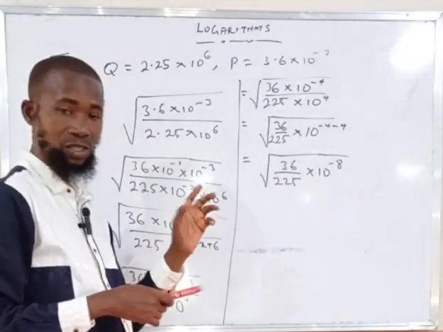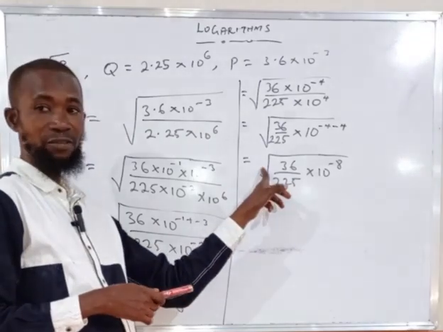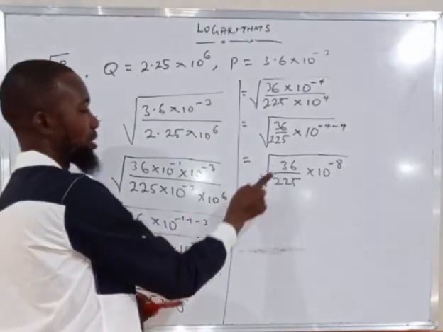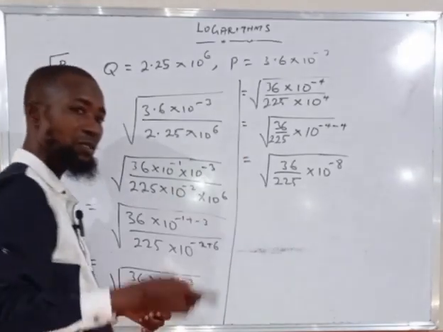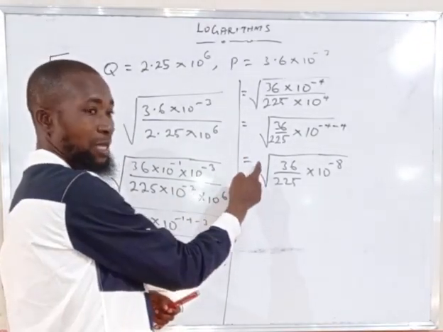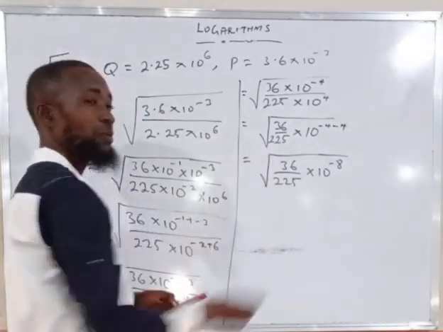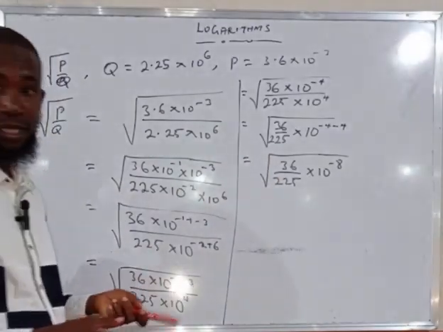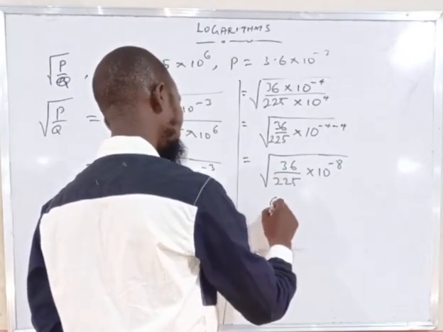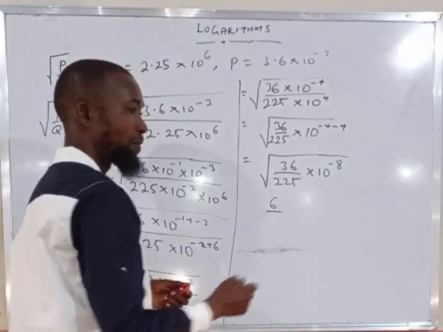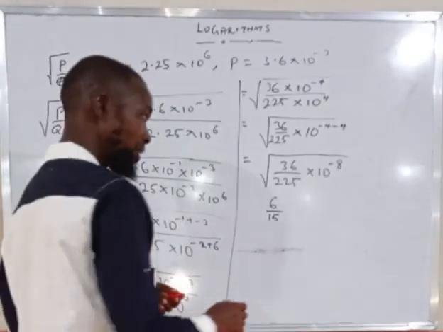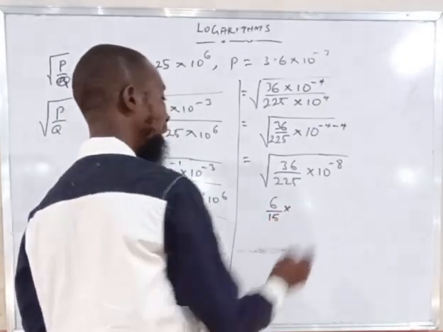Once it is not stated, what number do we have here? 2. So, in order to interpret this, we'll say, what is the square root of 36? Or, what number repeated itself 2 times and gives us 36? What number is that? 6. So the square root of 36 is 6. Square root of 225, that will be what? That will be 15, right?